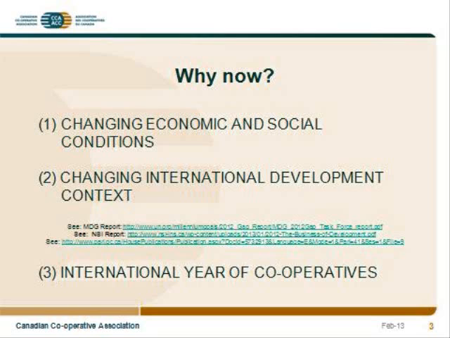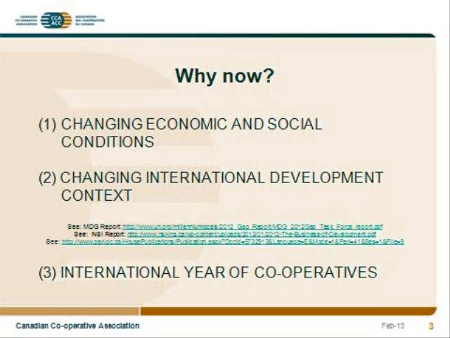So, changing economic and social conditions, changing international development context, and finally, evidently we're talking about co-ops. 2012 was the International Year of Cooperatives. What better time to start looking at these questions from a cooperative perspective than in 2012, and I know France will be talking a little bit about this in her presentation, which will come up in a few minutes.